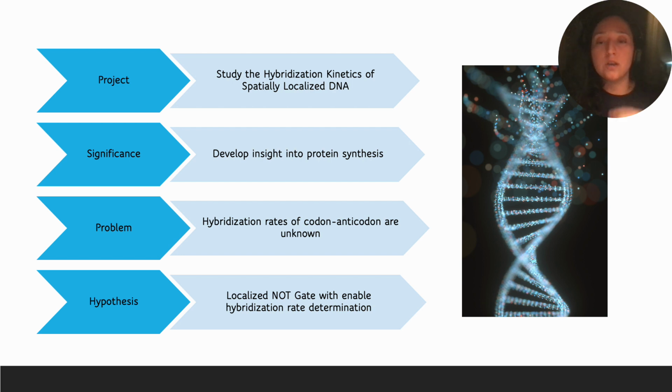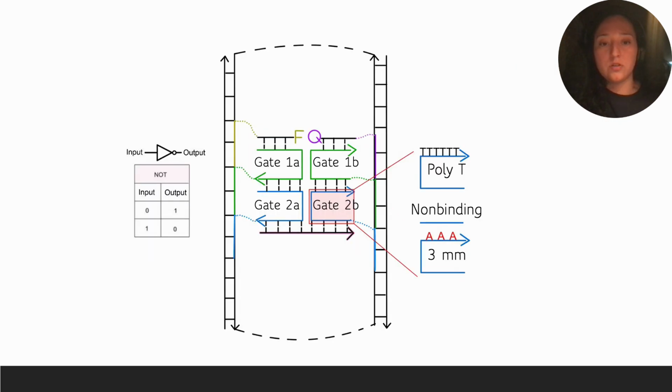Now, the rates at which codons and anticodons come together are not well studied. There have been attempts at mathematically analyzing it, but there hasn't been a universal consensus on how that occurs. So I built a DNA nanostructure to study how this occurs.